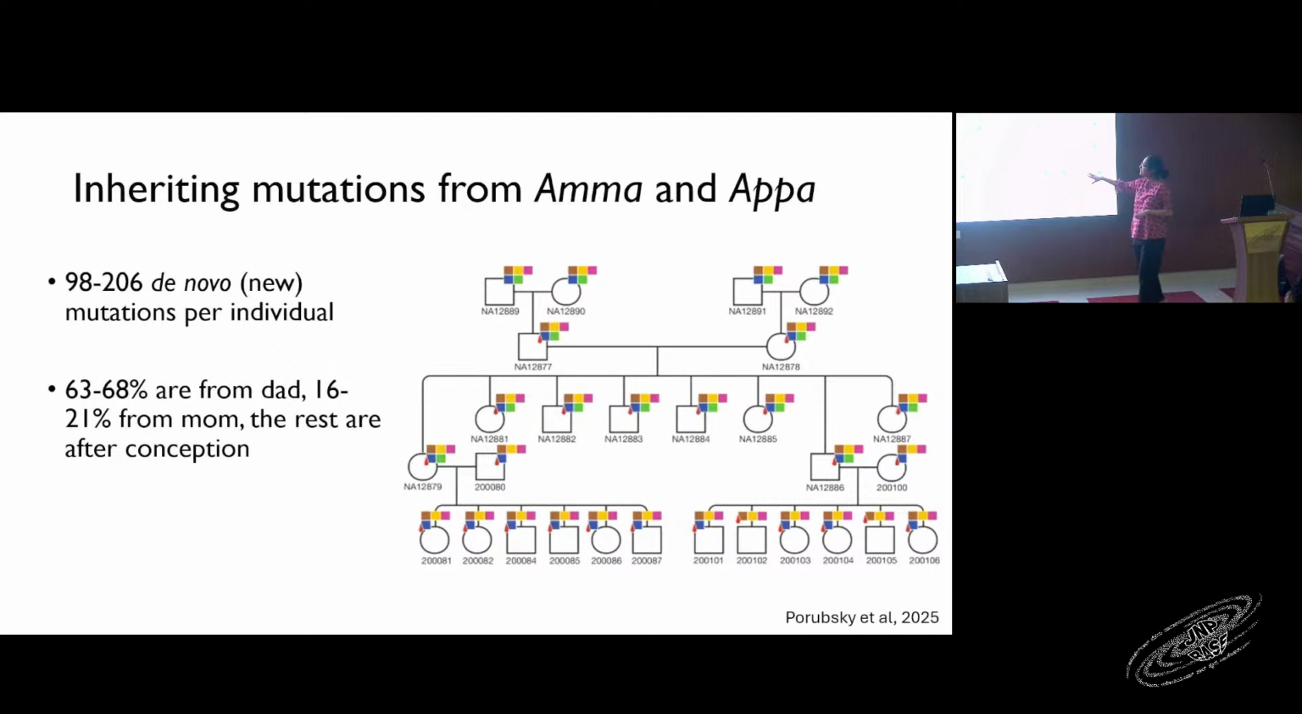If we try and think about which of these mutations are from my mom or my dad, we see that most of the mutations we carry are actually from our fathers. So about 70% is from the father's line, and about 16 to 20% are from mom. And the remaining smaller percent comes in the first few stages after the embryo is formed. In the first few cells, mutations happen, and then they are found in the entire individual.